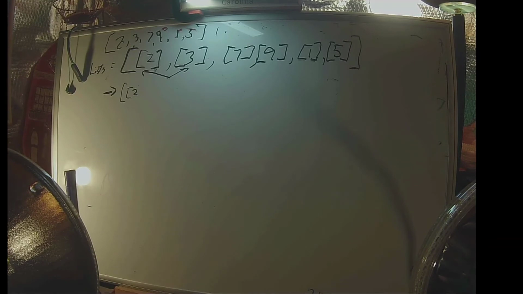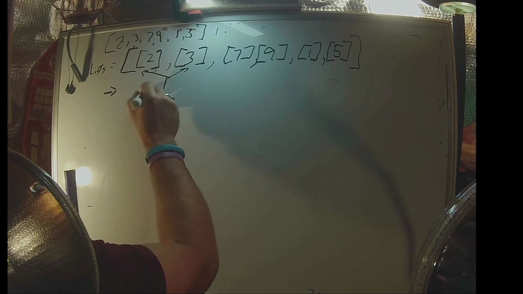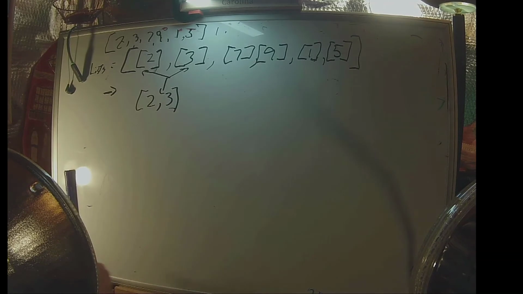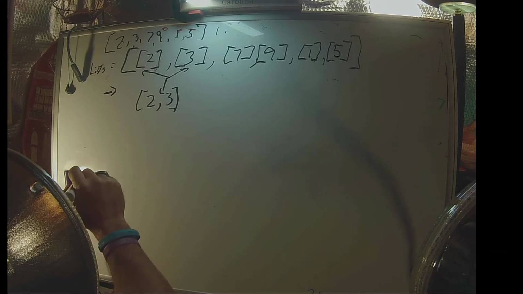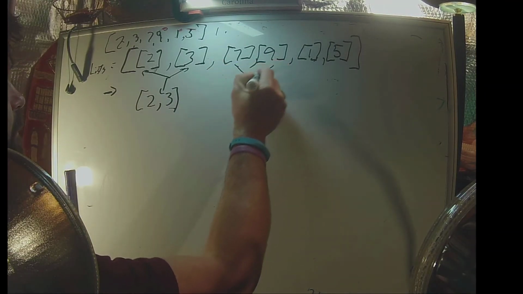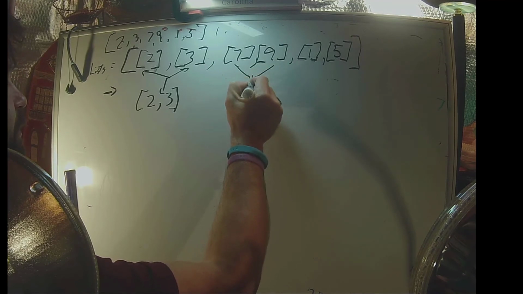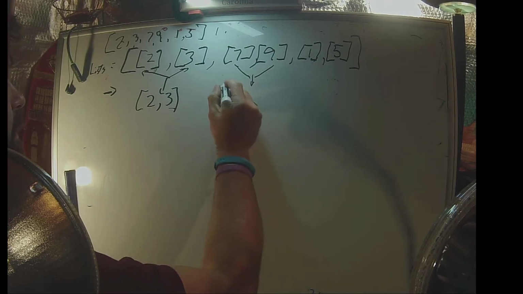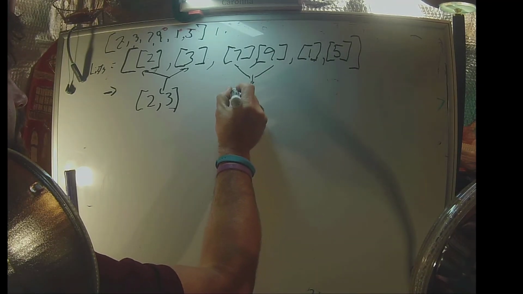When we merge those together, we'll get a new list of length 2. That's 2, 3. And this is sorted, that's important to note. Now we're going to move on to the next 2 values. That's what the i plus equals 2 gives us. And we'll do a merge on that.